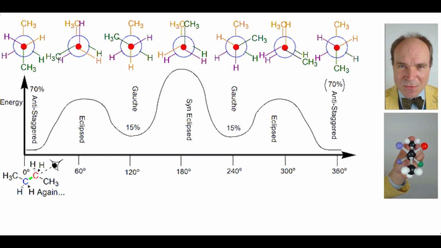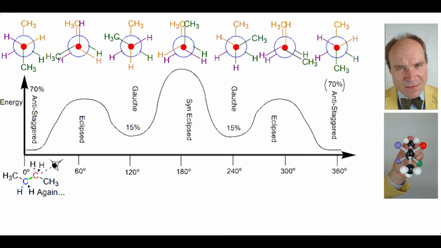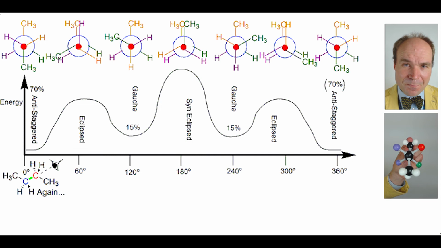There's a very small amount that is going to be in an eclipsed form, and a very, very small amount that's going to be in a syn-eclipsed form. Okay, but it's less than 1%. So within the margin of error, but it is inevitably going to happen if you want to fully rotate your bond.